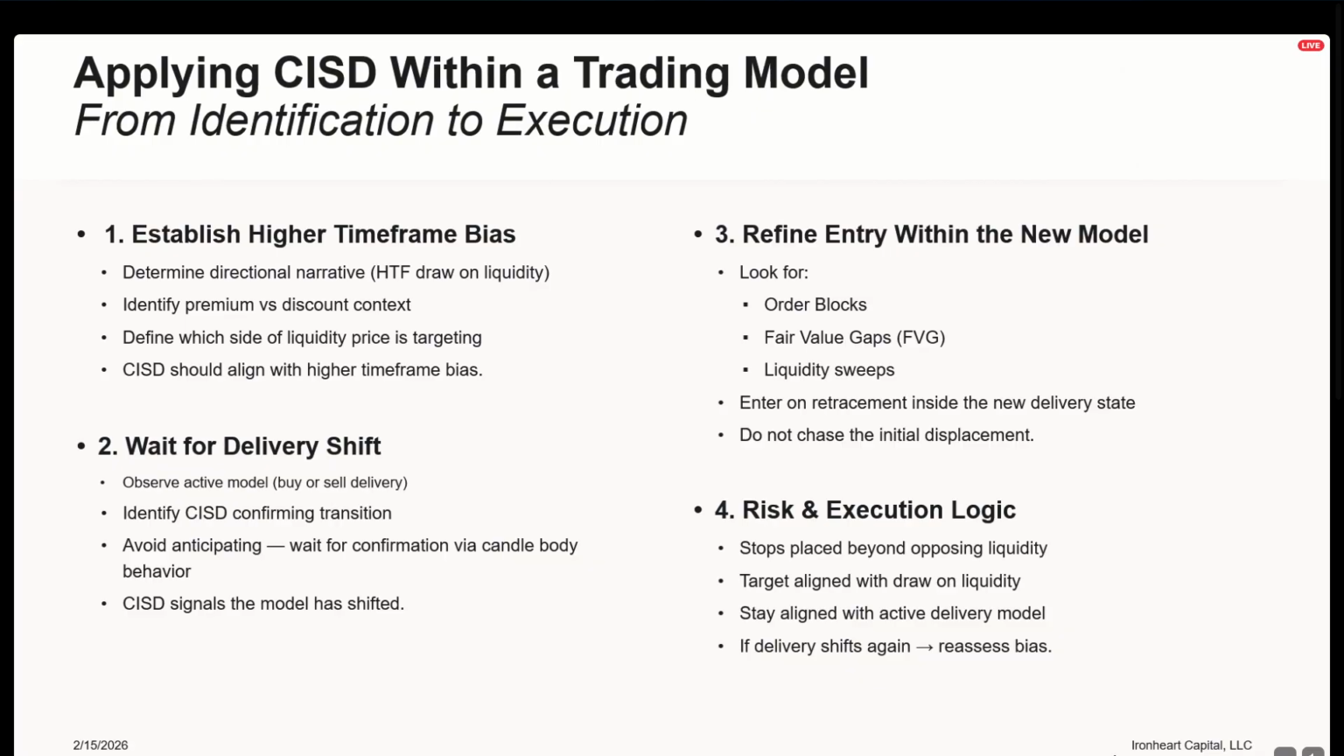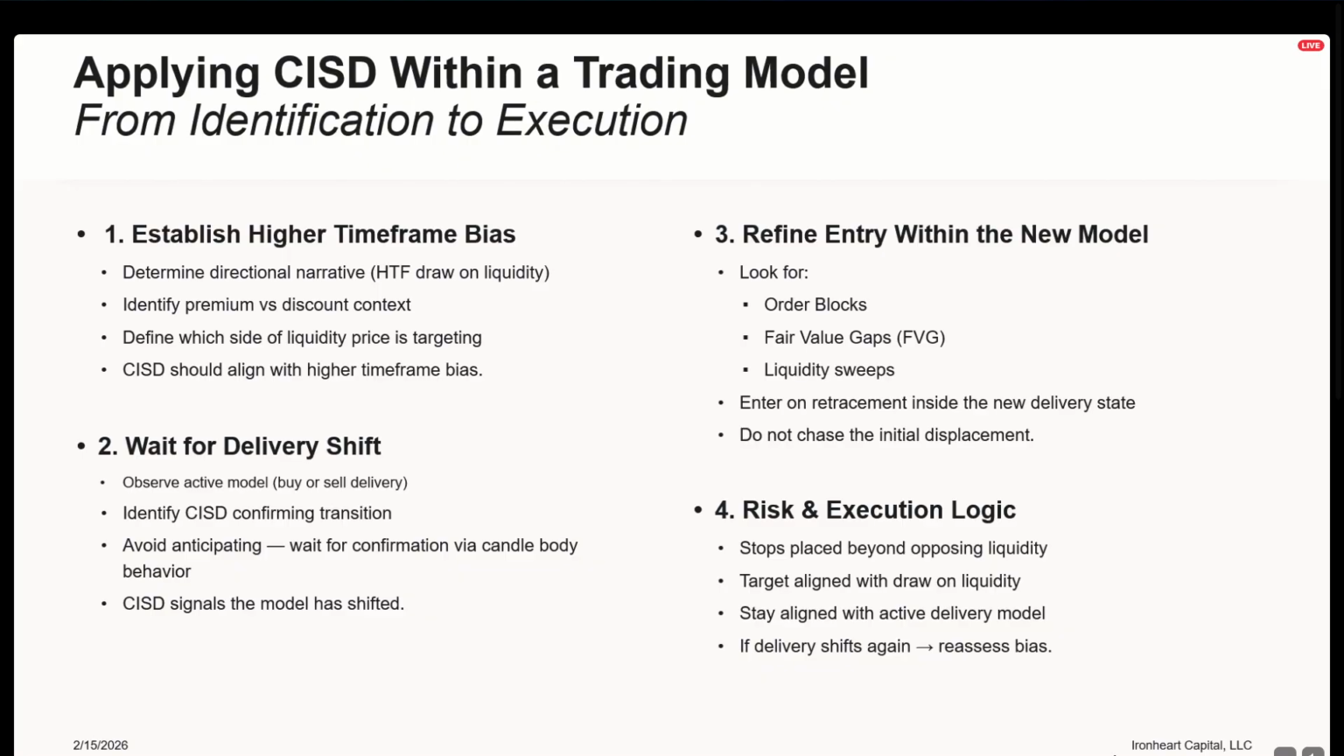Then what you want to do is look at your active model, right? If you're in a higher time frame buy model, for example, you want to see price moving higher, right? You want to find your change in state of delivery that confirms that transition, right? And you don't want to anticipate, because the market is tricky like that, right?